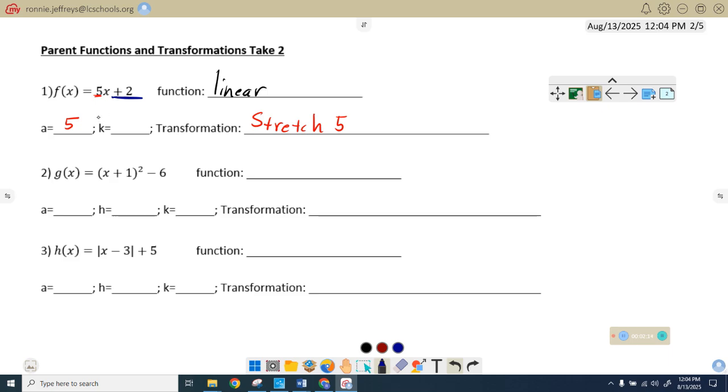Now remember, linear doesn't have an H. Linear only has an A and a K. All right. Our K value is a +2. All right. Now, K's are our up and down, so this means that this goes what? Up to.